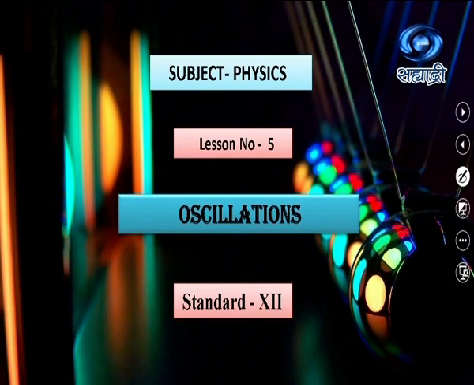Lesson number 5, oscillations, in which we are going to learn in detail about the oscillatory motion and the vibratory motion. In the earlier standard, we have learned different types of motions and the governing forces. Let us revise a few types of motions.